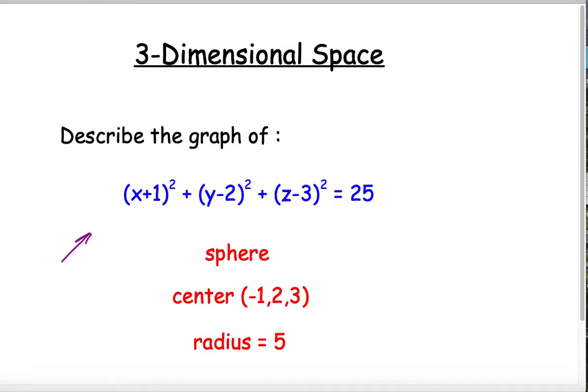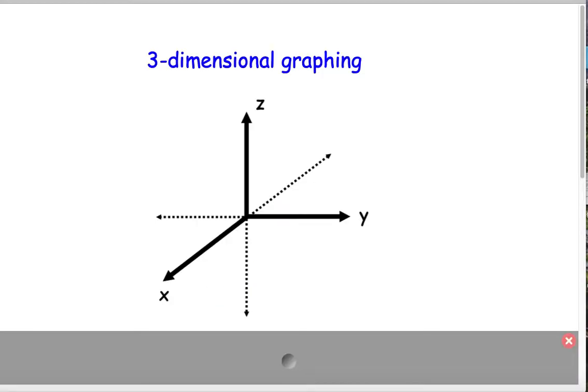All right, let's take a look at three-dimensional graphing. So we have an x-axis and a y-axis as before, but now we have a z-axis. And generally it's drawn from this perspective, with the positive x-axis coming out of the board, the positive y-axis going to the right horizontally, and then the positive z-axis is going up.